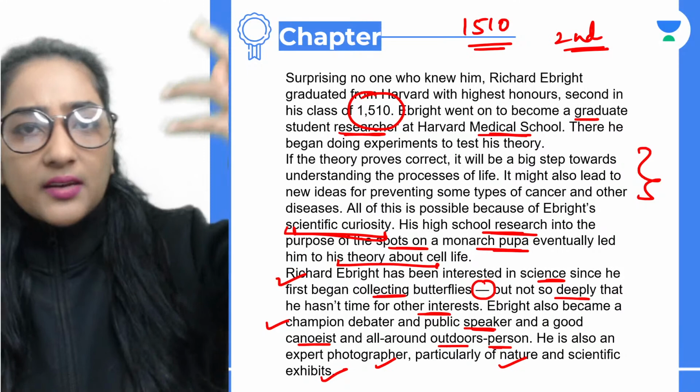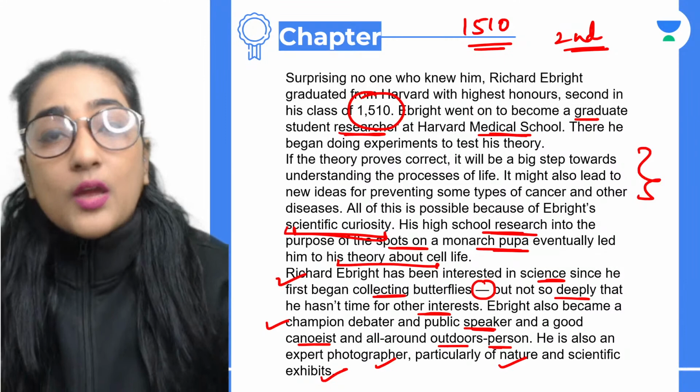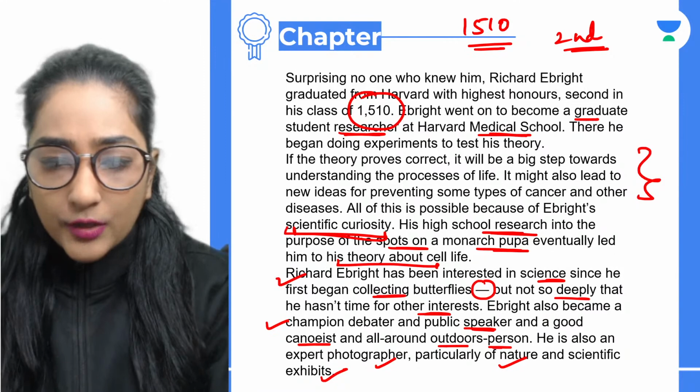He was a great scientist. I mean, he proved himself to be a great scientist. He was working on a theory, but despite that, you see that he was a champion debater. That means he had won debate competitions. He was an amazing public speaker. He used to speak publicly as well. All right, is that making sense, everybody? Are you all understanding that?